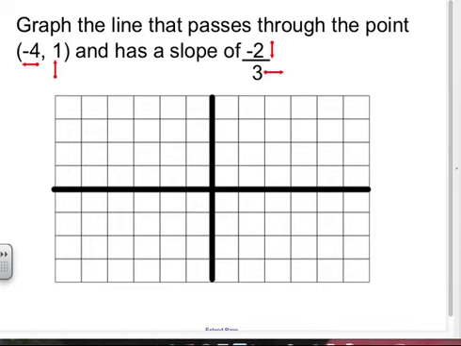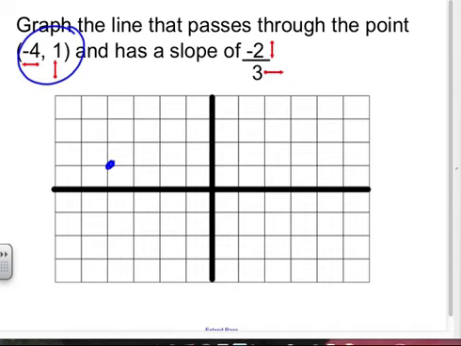Graph the line that passes through the point -4, +1. So you're going to plot that point. And then it has to have a slope of -2/3. Again, I've got some little arrows on there to kind of help you remember rise over run and how to plot that original point. So let's get going here with the ordered pair. -4 means go left 4. +1 means go up 1. There's my original point. That's that guy.